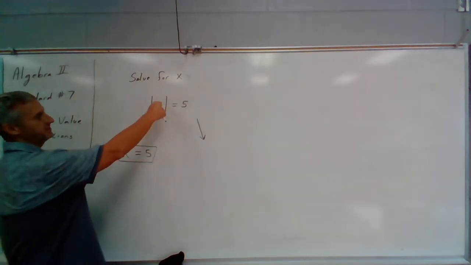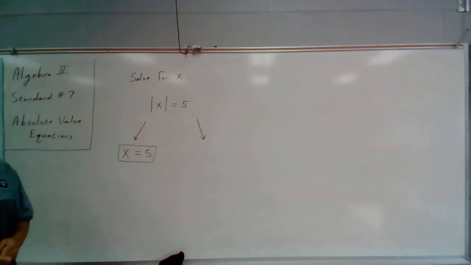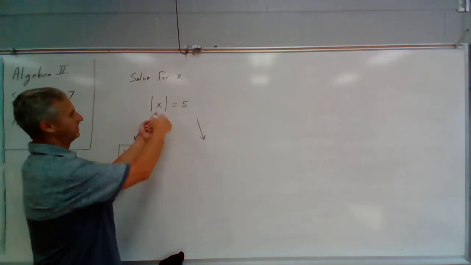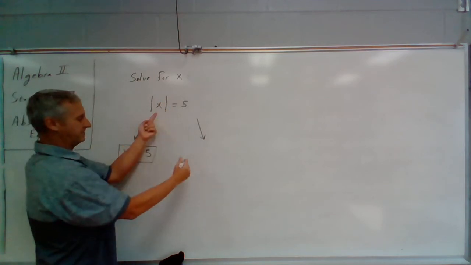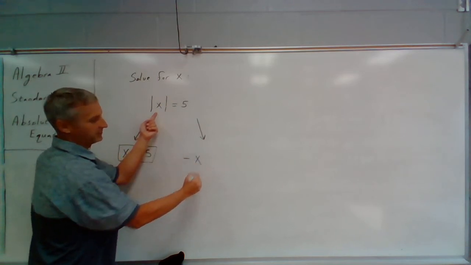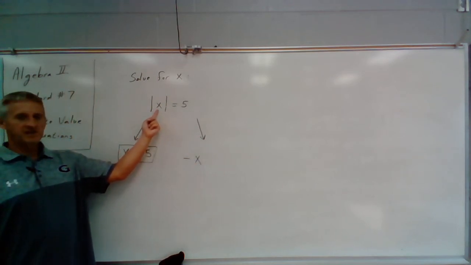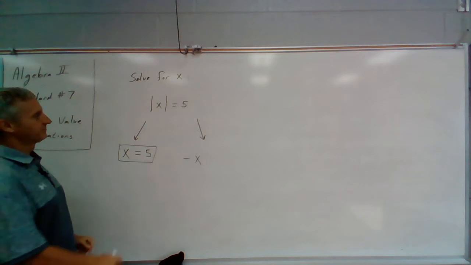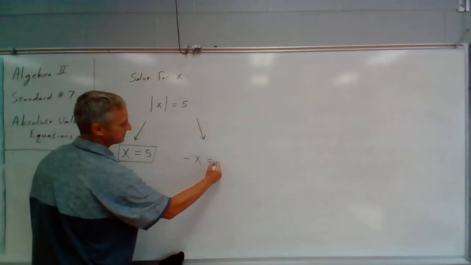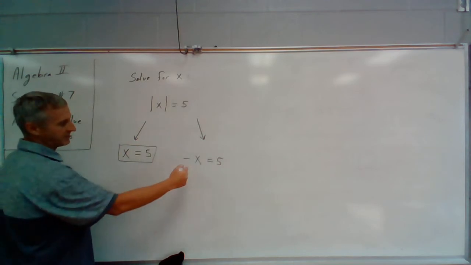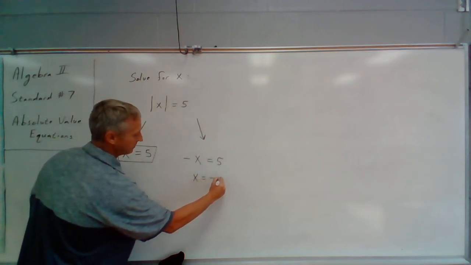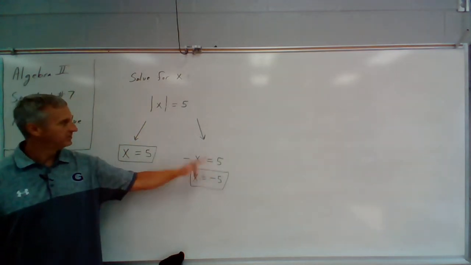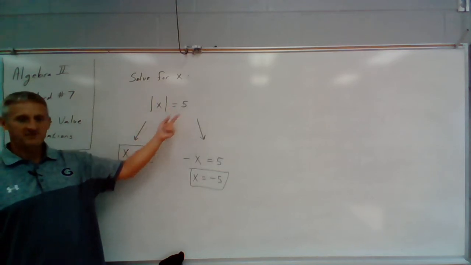The second possibility is that everything inside of here could be negative. If it were negative, remember by the definition I gave you, then the absolute value of everything inside would be the opposite of what's inside of it. So if x were negative, then the absolute value of x would be negative x, or the opposite of x. So we have negative x equals 5. Solving that for x, dividing both sides by negative 1, we get x equals negative 5. We can check that that's a true solution. If I put negative 5 in for x, the absolute value of negative 5 is 5.